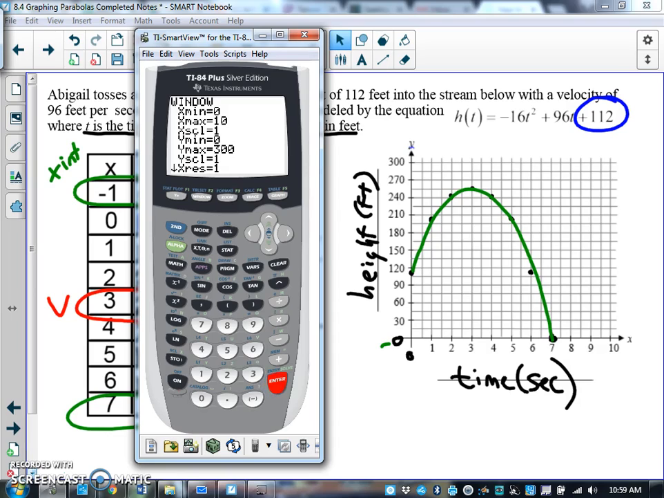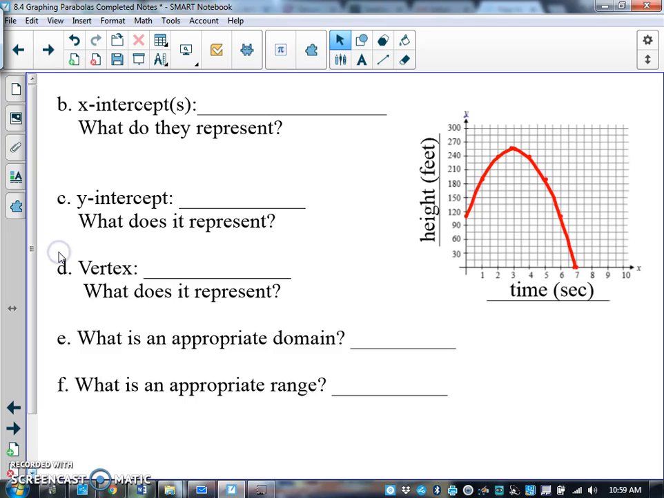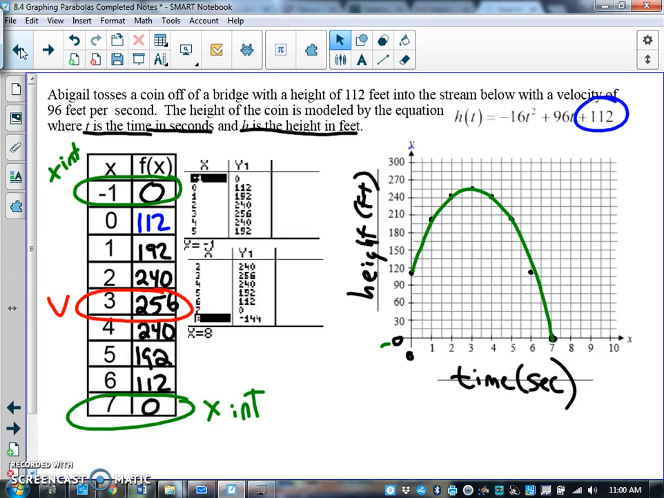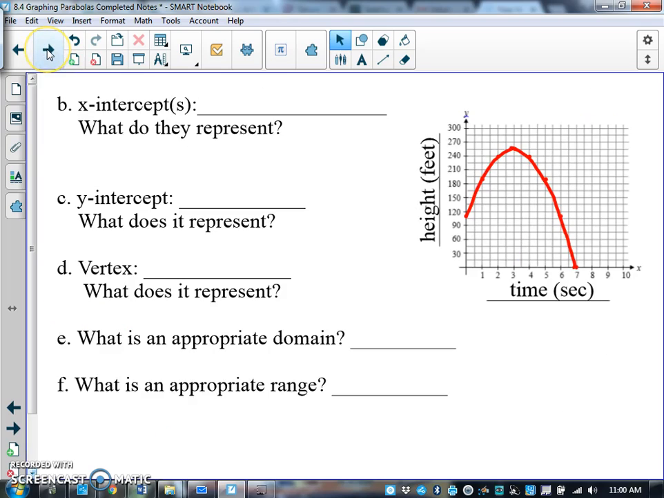And I can now graph that, hitting graph, and you'll see that what my calculator shows me looks very much like what I just graphed. It's a nice confirmation. So now I'm going to be asked questions about my x- and y-intercepts, my vertex, and all those kinds of things. Well, if I go back to the last slide, again, I see that my x-intercepts have been identified at (-1, 0) and (7, 0).